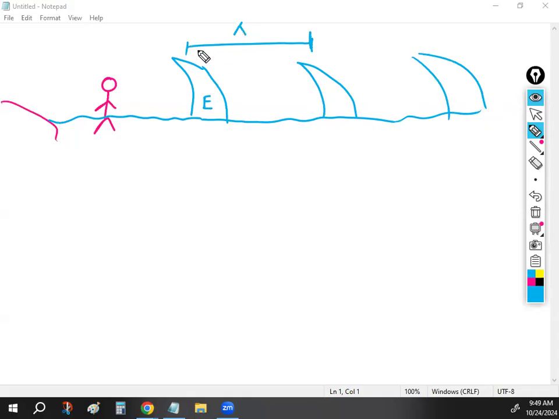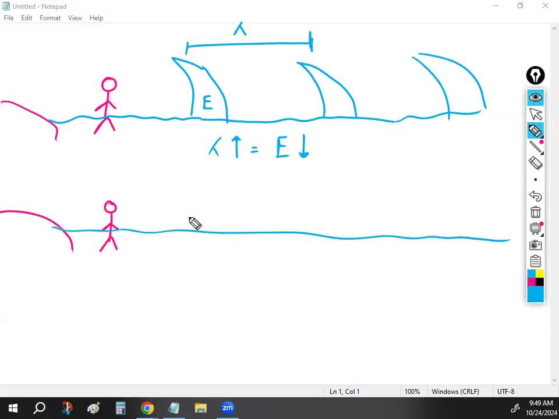Now, if the wavelength is long, if it's very spread out, so as the wavelength goes up, the energy is going to decrease, right? Because if there's a big gap between the waves hitting you, you're not going to be getting hit with as much energy, right? But let's say that you, again, this is you in an alternate universe. This is you in a parallel universe.